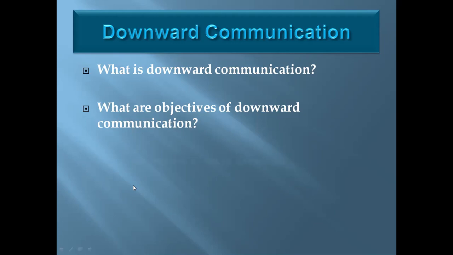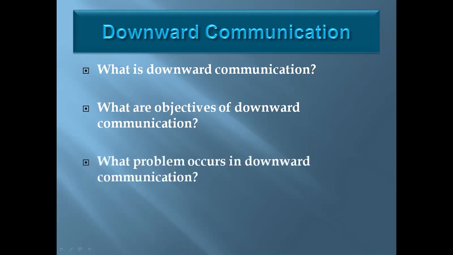Now we are going to talk about what problem occurs in downward communication. One of the biggest dangers in downward communication is that information may get garbled on the way. When the message is sent from the top, from the higher authority, when it comes one level down, it can be misunderstood by 10%.